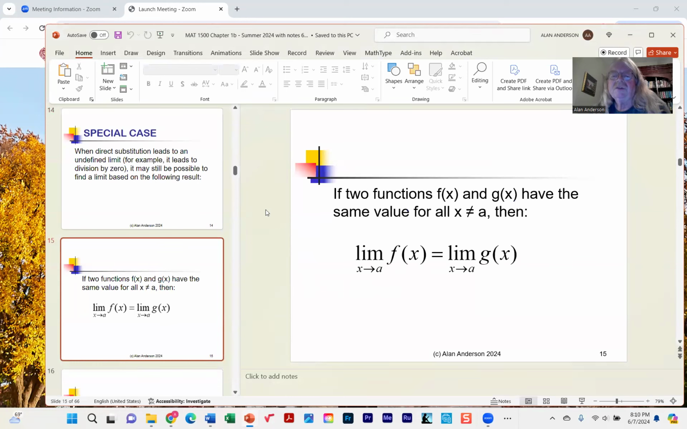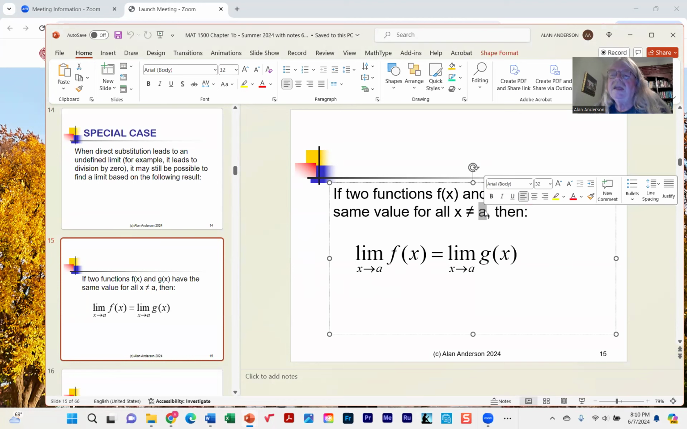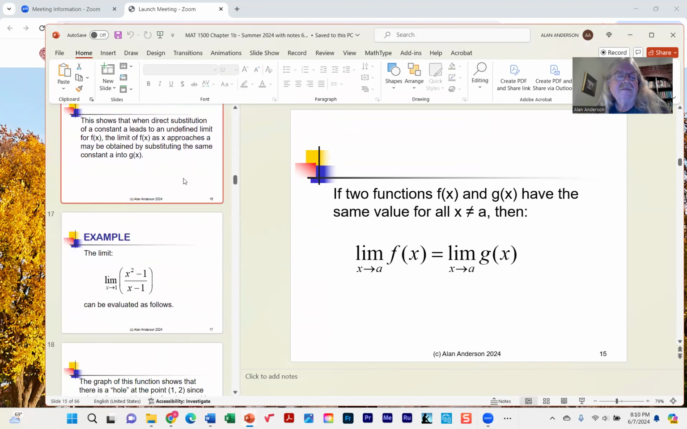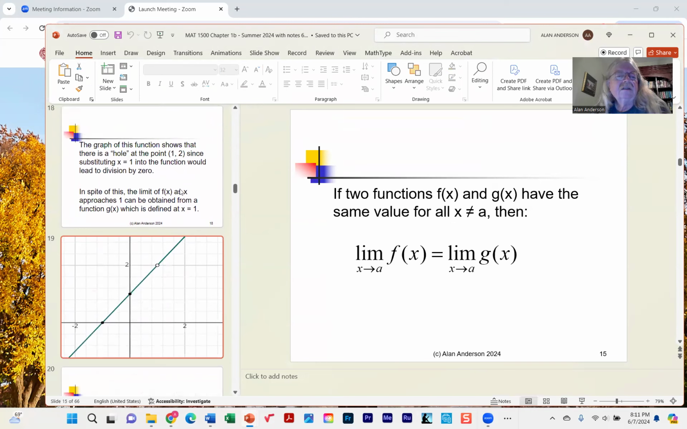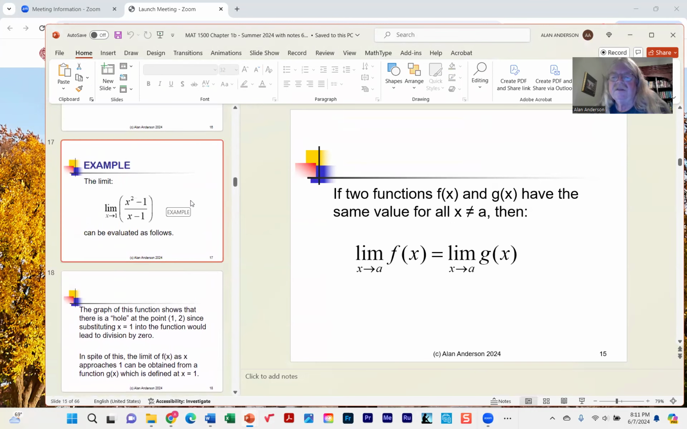Now, here's an interesting result from calculus. If we have two functions that have the same value for all x's except possibly at one point A, then we can prove, although we're not going to do that here, that the limits are the same. Okay, so what exactly does that mean? Let's start with an example of this.